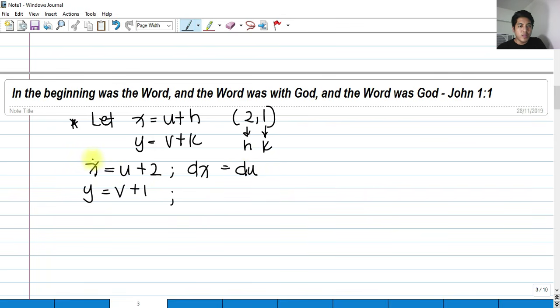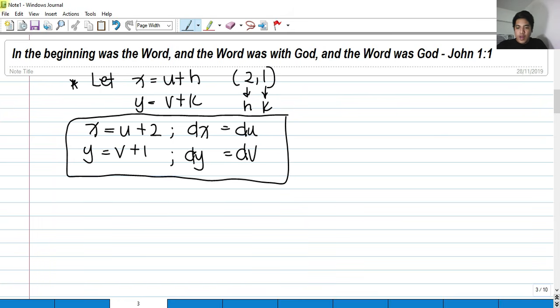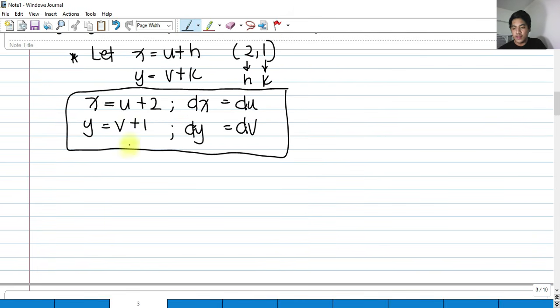The derivative is dx, and that is equivalent to du. Because if you're going to get a derivative of this with respect to x, on the left side, that's dx. With respect to u, that's only du. The derivative of a constant is 0. So we have the y, that is dy, is equal to dv. So we will use this substitution for our differential equation.